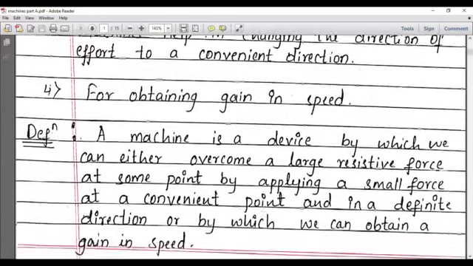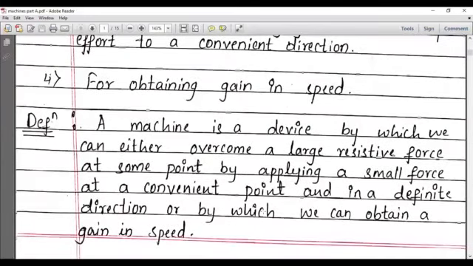So, definition of the machine. What is a machine? A machine is a device by which we can either overcome a large resistive force at some point by applying a small force at a convenient point and in a definite direction, or by which we can obtain gain in speed. See, a machine is a device by which we can either overcome a large load.